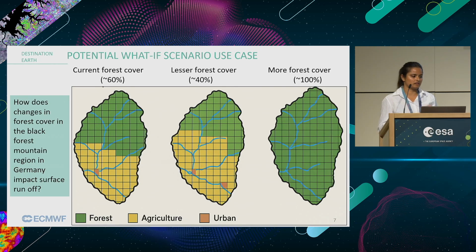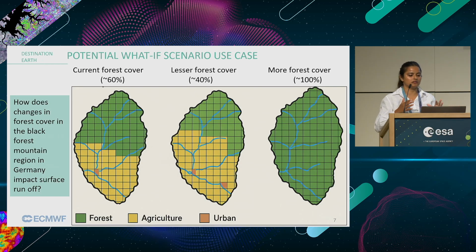For our user, they requested one in the Black Forest Mountain region and to actually see how changes in forest cover would impact runoff. This could then be used by them to understand the changes in water quality. So within our model, we can actually change the forest cover to reflect the current forest cover, which let's say is, for example, 60%, and change it to reflect a worst case scenario, which is much lesser forest cover, or a best case scenario where we really recover all the forests.